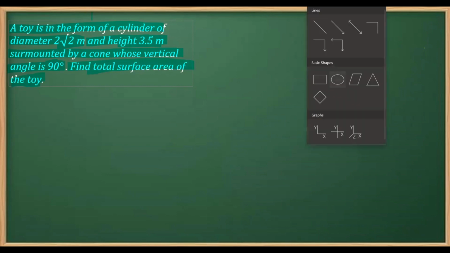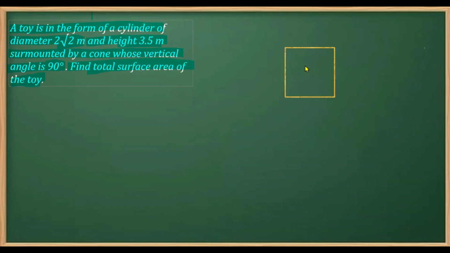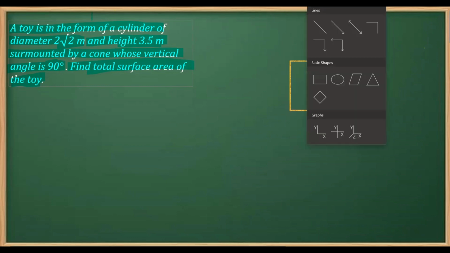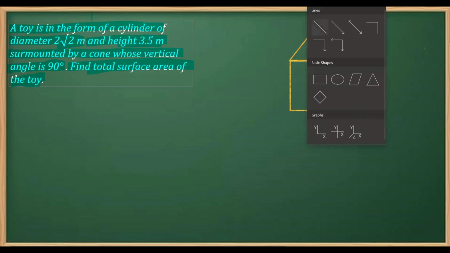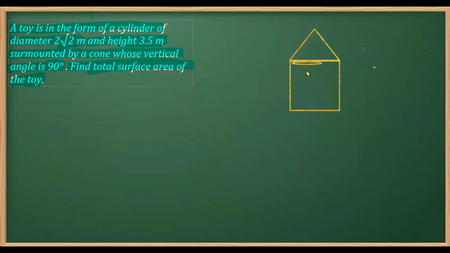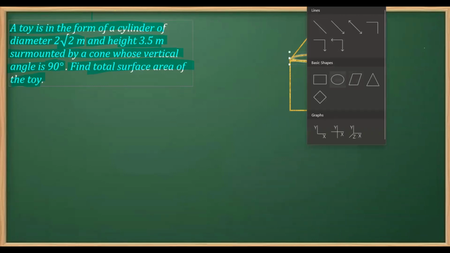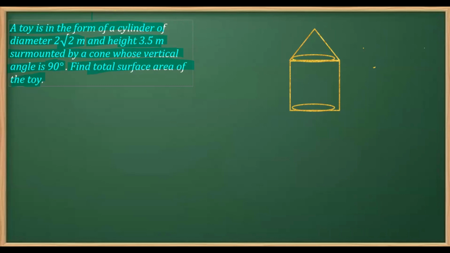Now let's say I make a cylinder first and I make a cone over it. Moreover, what do we know here is that they are surmounting, so their bases must be superimposing. And these are the circular bases. Let's say I made a circular base over here and another circular base at the bottom.